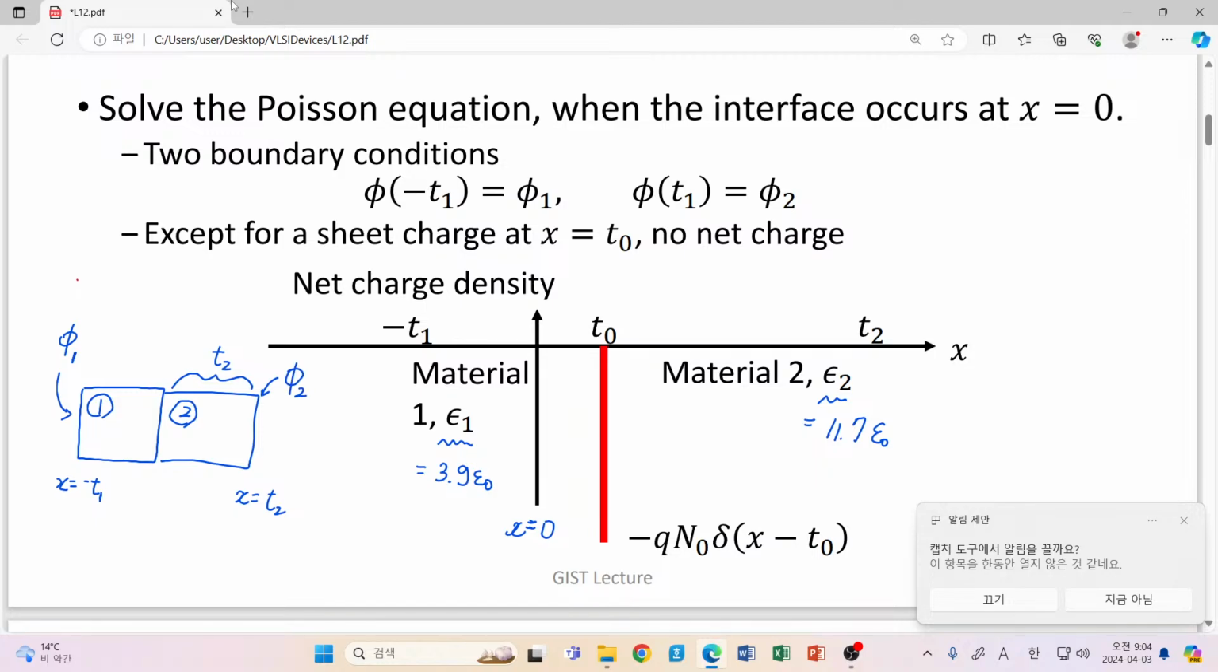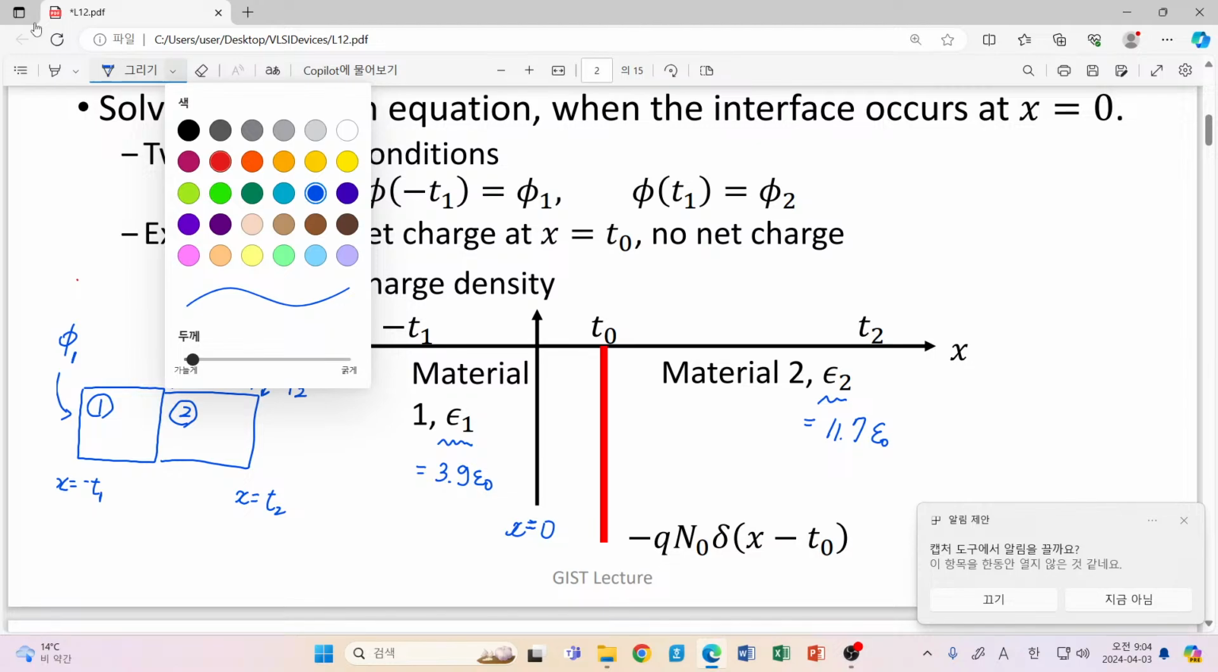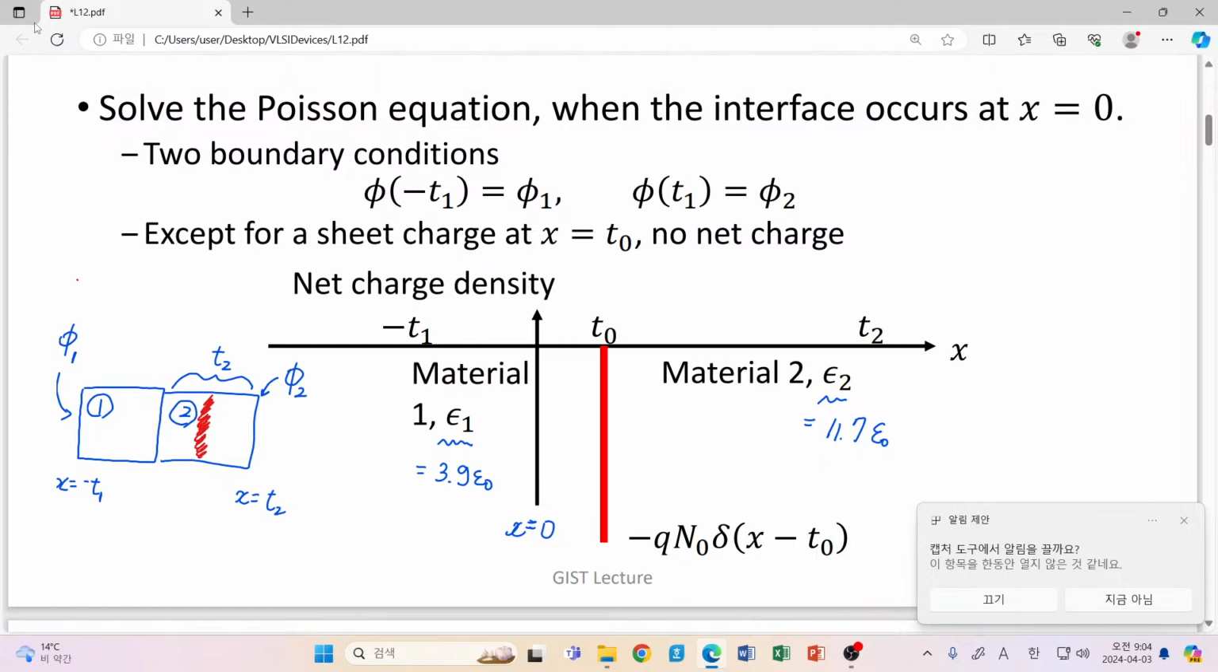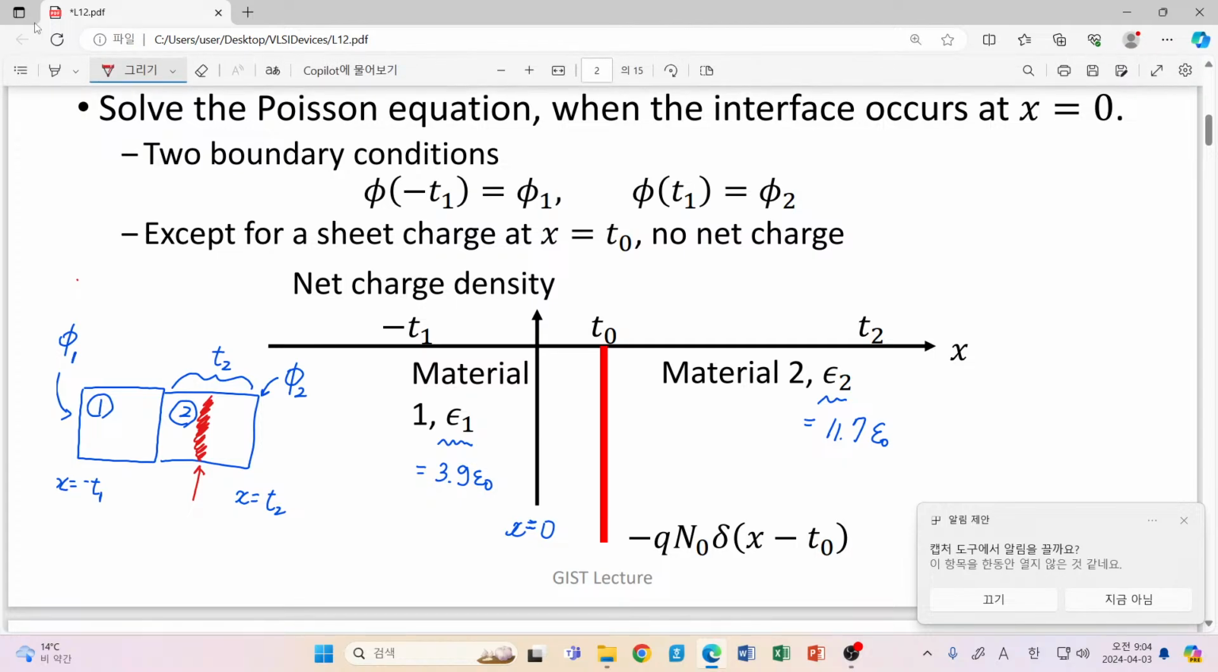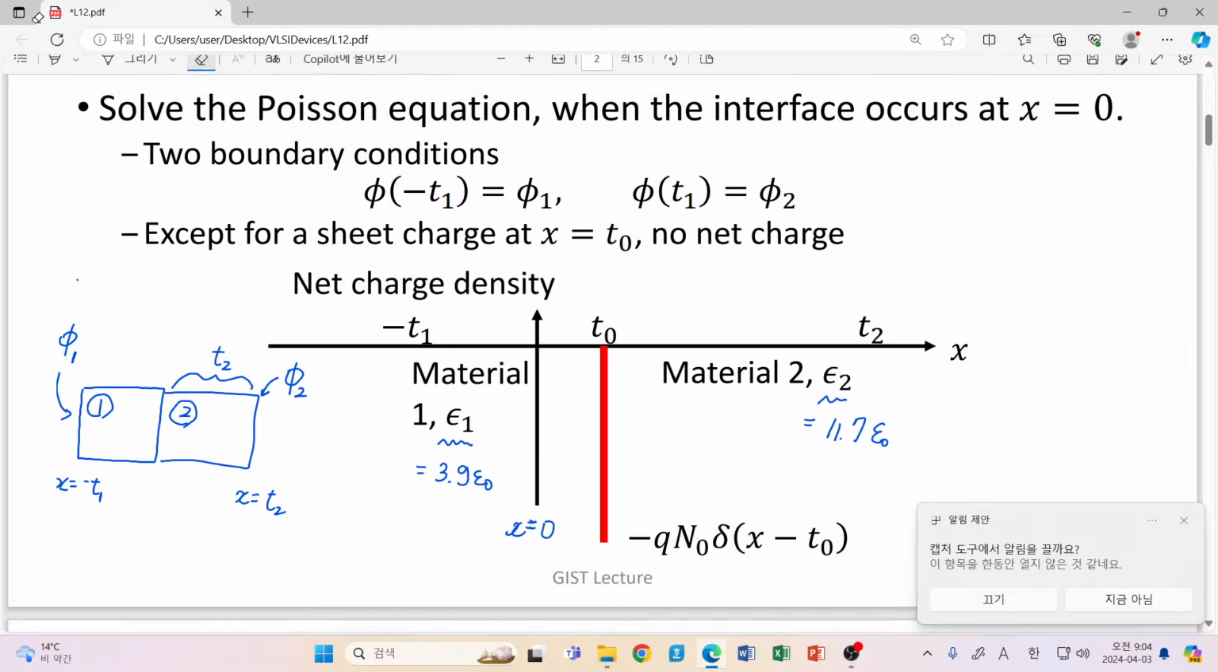Although our homework problem assumes the existence of a certain charged layer at a certain position, for the first solution procedure, please neglect this charge layer. Just consider that material 1 and material 2 are completely neutral, and try to solve your Poisson equation for this simple system without any charge.